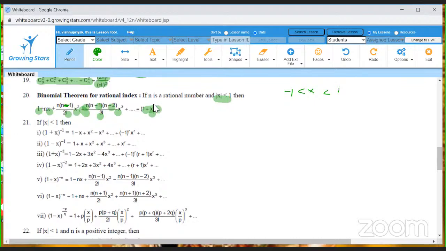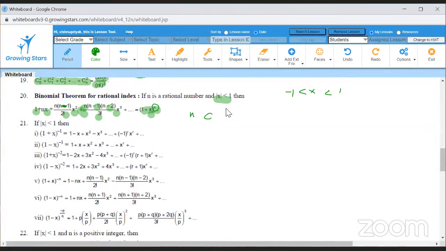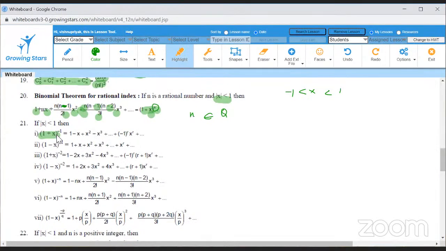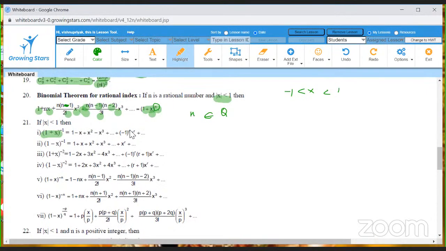The index, the power n, can be any rational number. Now, there are different formulas for (1 + x) to the power minus 1, but this is the general term. If you remember the general term in each formula, that is in one way very easy, because with the help of the general term T(r+1), (-1)^r x^r, putting the values of r from 0 onwards, you can write all the terms. So for each expansion, remember the general term.